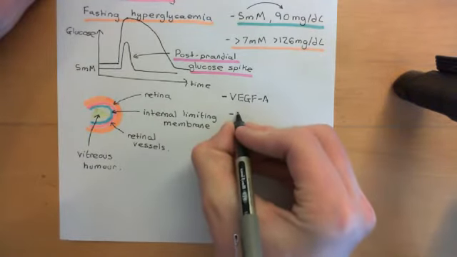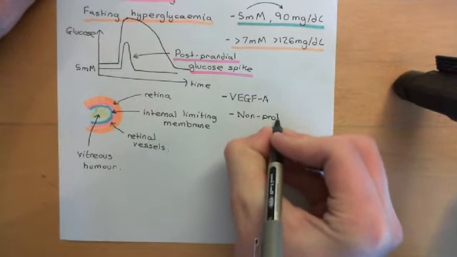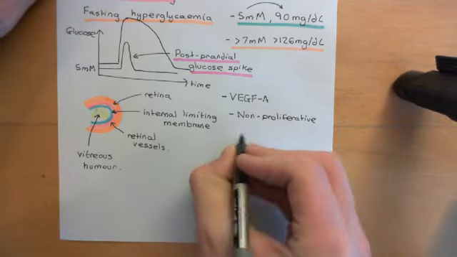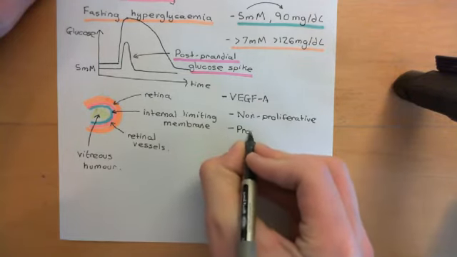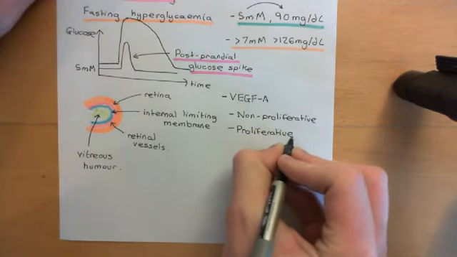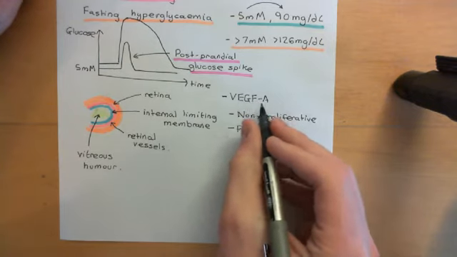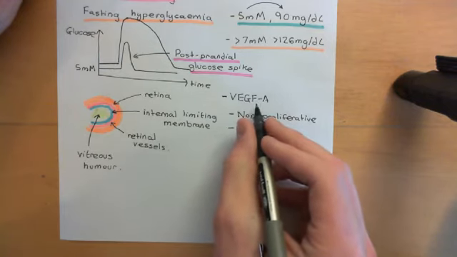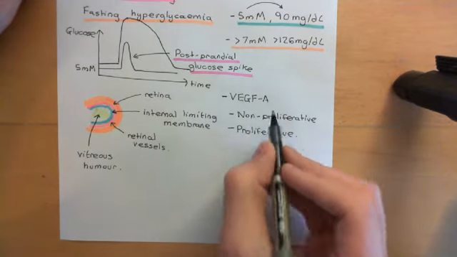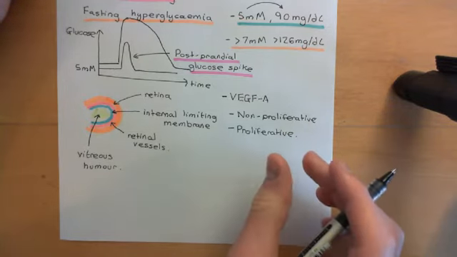Now there are two different severities of diabetic retinopathy. The less severe form is what's known as non-proliferative diabetic retinopathy, and the more severe form is what's known as proliferative diabetic retinopathy. Now they both result because of the elevated levels of vascular endothelial growth factor A, but if you've got a low level of vascular endothelial growth factor A, it will cause non-proliferative diabetic retinopathy. If you've got a very high level, it will then drive the proliferative diabetic retinopathy. So let me describe what happens in both of these.